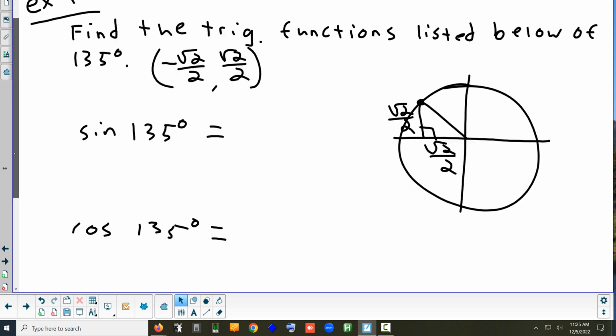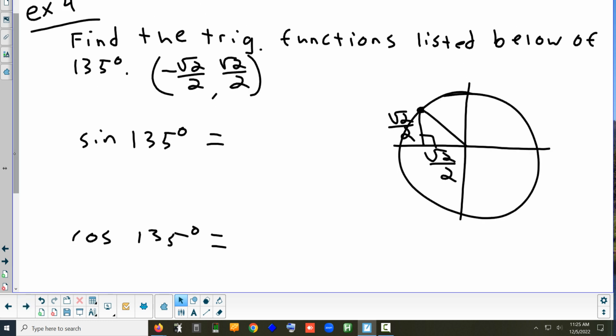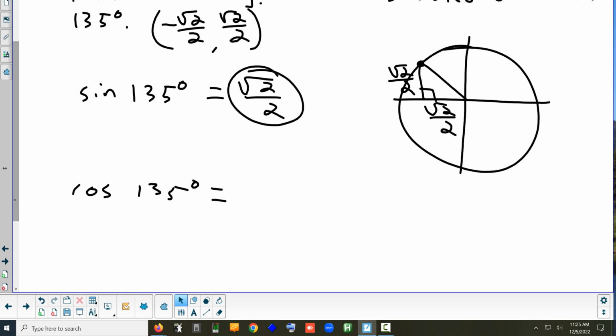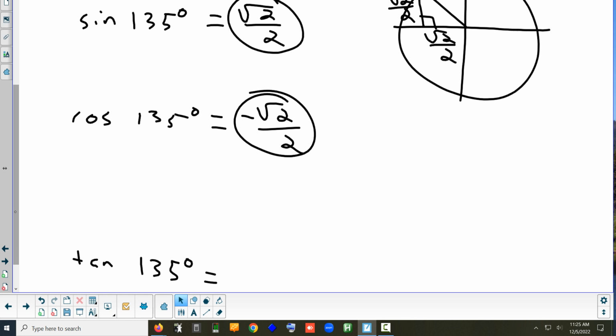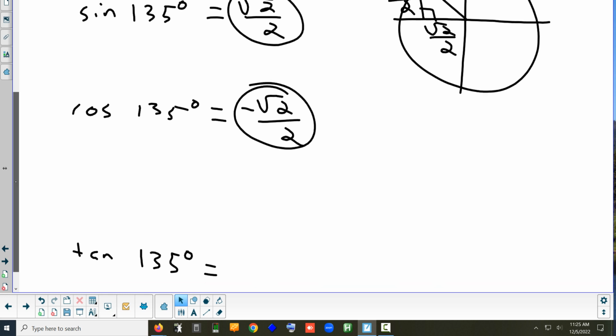They're only having us do the first 3 this time. So what's your sine? The y, which is root 2 over 2. Your cosine? The x, so negative root 2 over 2. And what about your tangent? Negative 1. Just negative 1, because when you divide them, they're opposites, so you get negative 1.